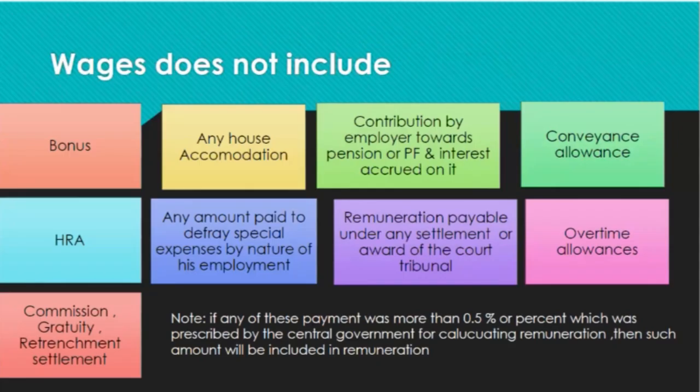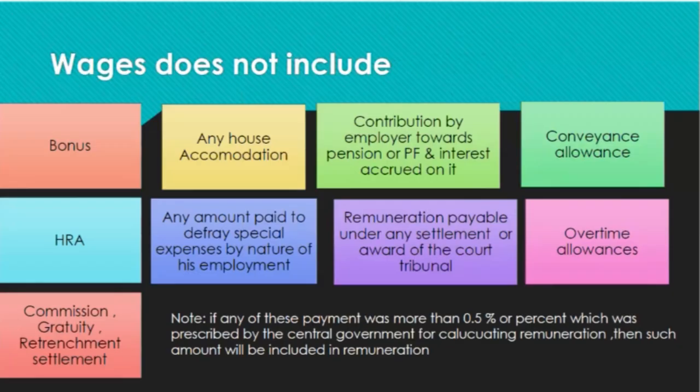Bonus, house accommodation, HRA, contribution towards PF, contribution towards pension, conveyance allowance, leave travel concessions, any amount that is paid to defray special expenses in the nature of employment, settlement of courts, overtime allowances, commission, gratuity, all these are kept outside the purview of the wage definition. So, இதெல்லாம் வந்து உங்களுக்கு it will be over and above your wages.